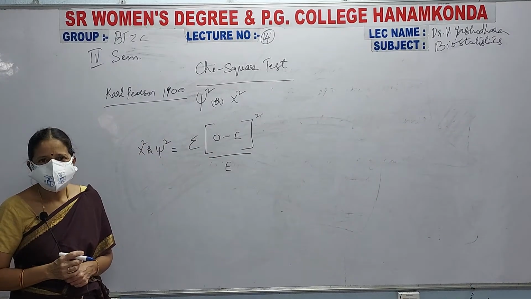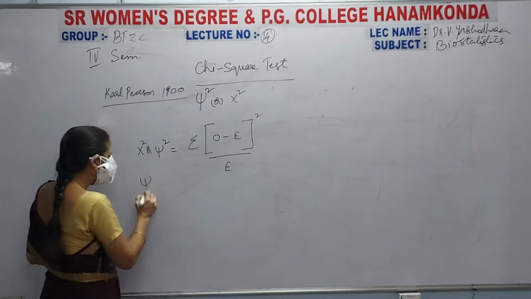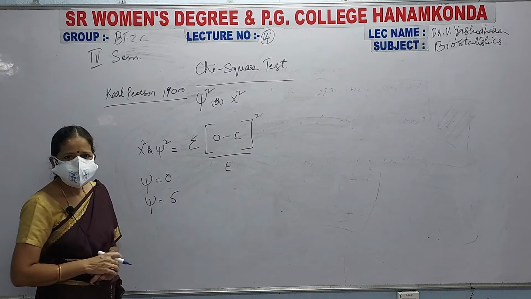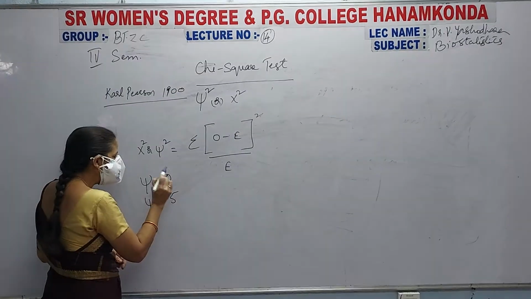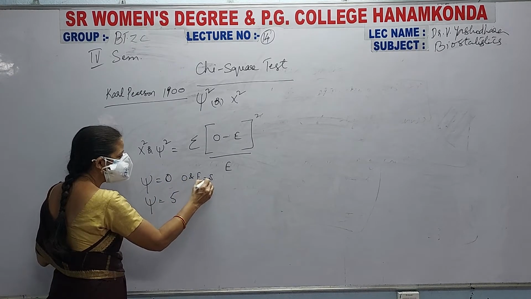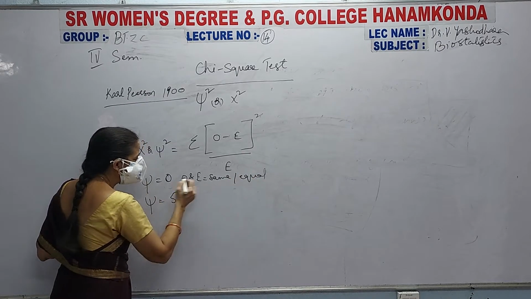Is it okay, all of you? Now suppose this psi is equal to 0 or psi is equal to 5 or 6. If psi is equal to 0, that is an indication that observed and expected values are same or equal. They are coinciding with each other.